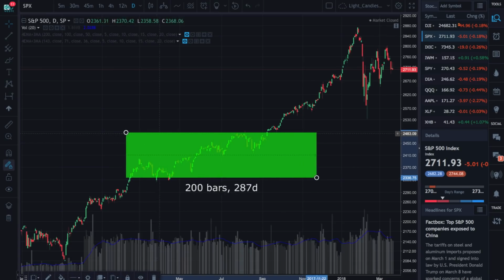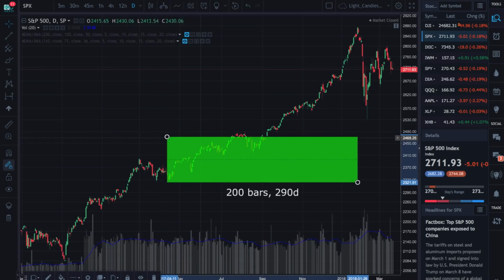So you can see it changes: 287. When you move out here, it goes to 292. Depending on the span of time and how many holidays and such were in there, that will change the calendar days a little bit. But you can see that it's not 200 days. It's much more than that because of the time in between.